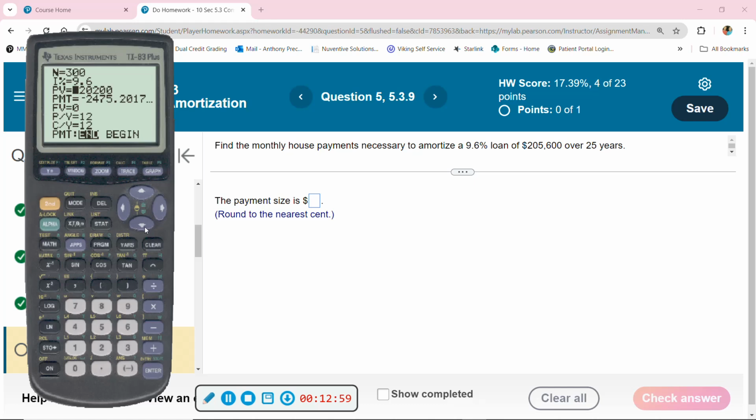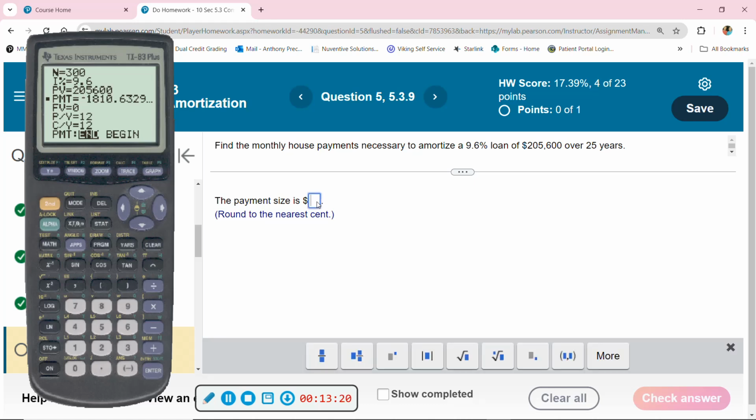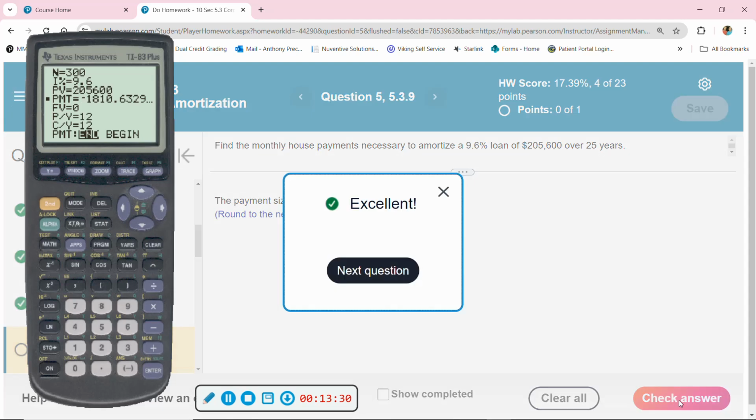The present value, that's the amount of the house loan. And future value is going to be 0. So we just have to calculate the payment, alpha, enter, or alpha solve, whatever you want to call it. And we get $1,810.63. Hopefully you see how nice these problems work out like this.